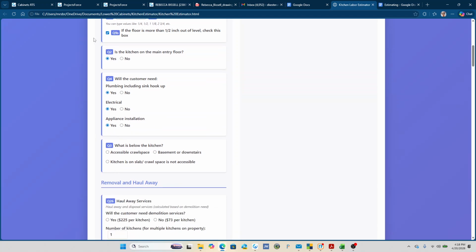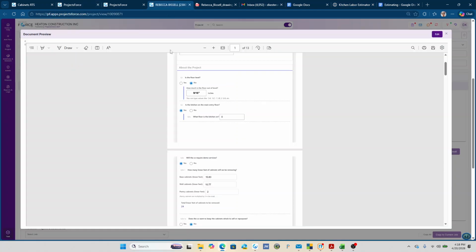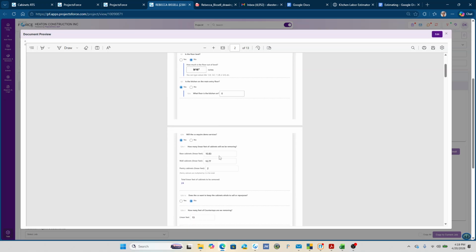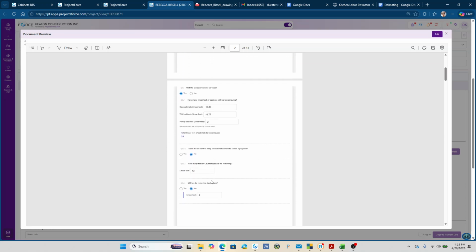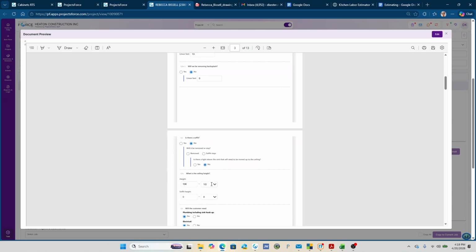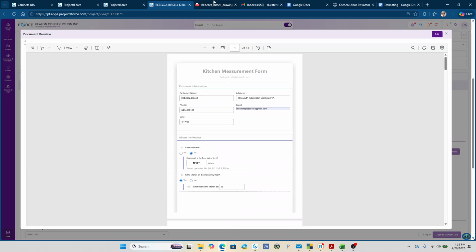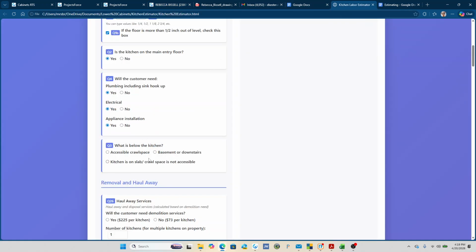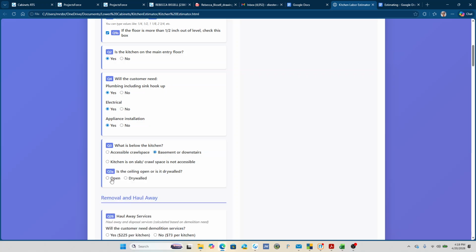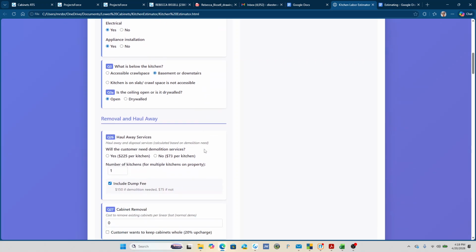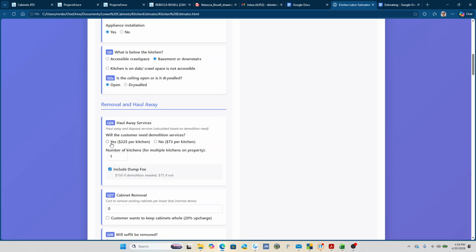What's below the kitchen? I do not know. Let's see if that's on my form. This is an older form. It does not appear to be on there. Oh, so that's something I need to fix. But below the kitchen, I'm just going to pick basement for now and say it's open. That's just for fun. The customer need demo. Yes. So we already saw that. Yes, they do need demo.